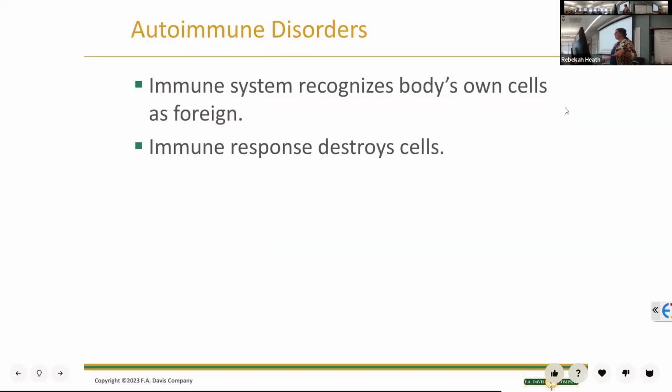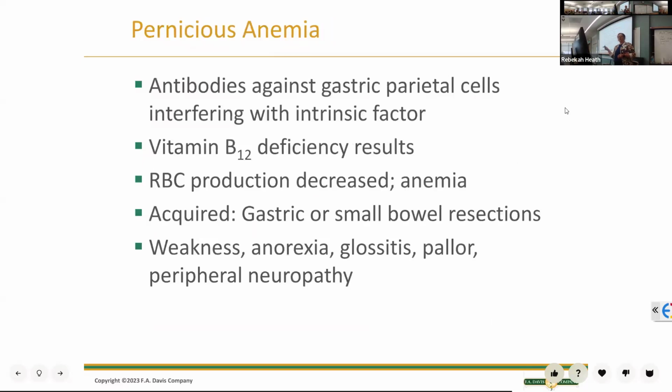Autoimmune disorders, we kind of talked about this already. Your body recognizes its own cells as foreign, and then it attacks those own cells. So it depends on what the body is sensing. Pernicious anemia, that's one of the ones several of you looked at on your system disorder sheet. But essentially you get this vitamin B12 deficiency.